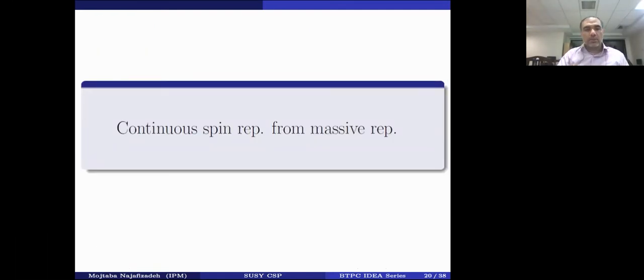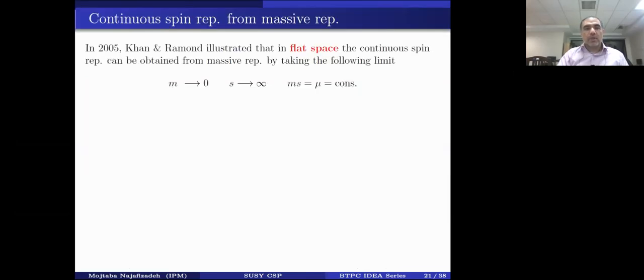Let us talk about continuous spin representation from massive representation. In 2005, Khan and Ramon illustrated that in flat space, the continuous spin representation can be obtained from massive representation by taking the following limit, such that if m goes to 0, s to infinity, spin goes to infinity, while their product remains constant, then you can find continuous spin representation.